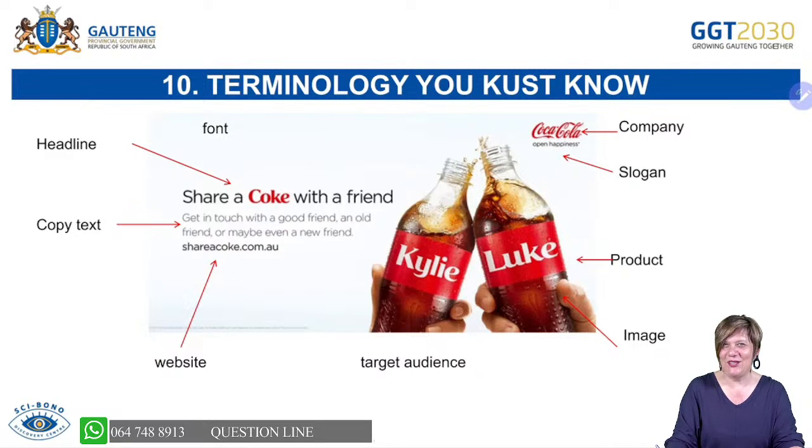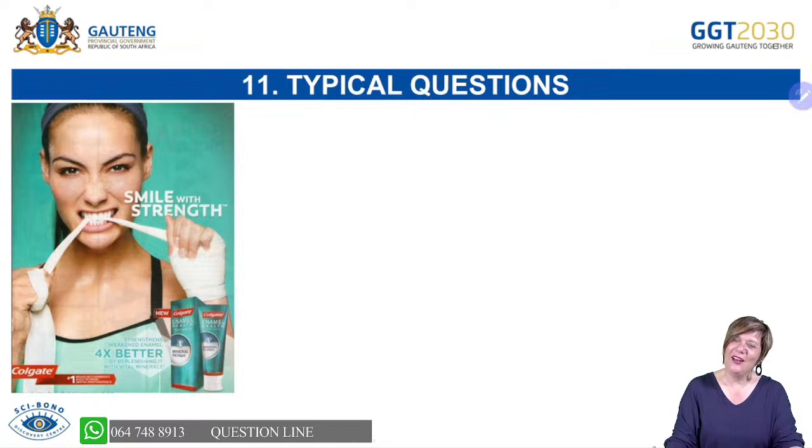Oh, we love asking you who's the target audience of the advertisement. Now, the target audience is the group of people who's most probably going to buy this product. Please remember to be specific. You can't just say people. In this case, you'll have to say people who like Coke. Now let's look at a few typical questions that we love asking you.